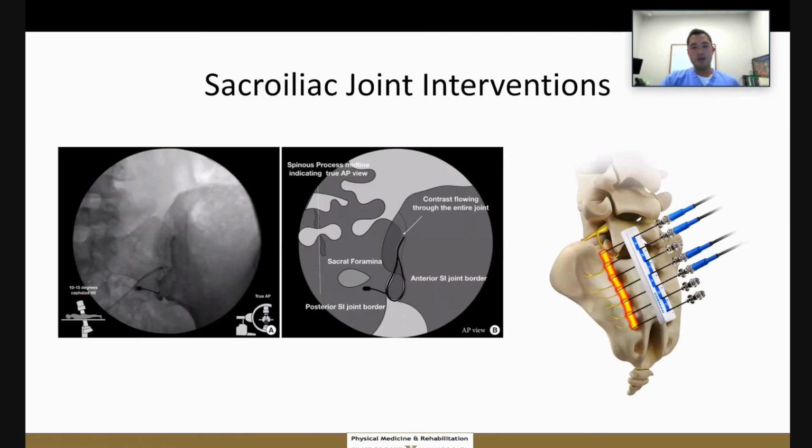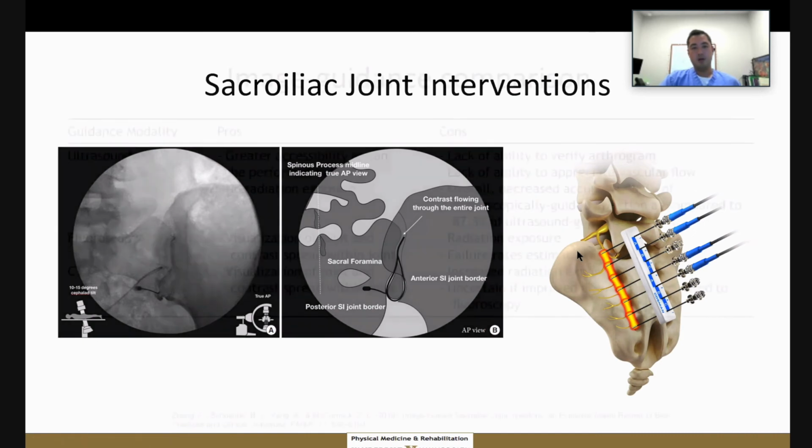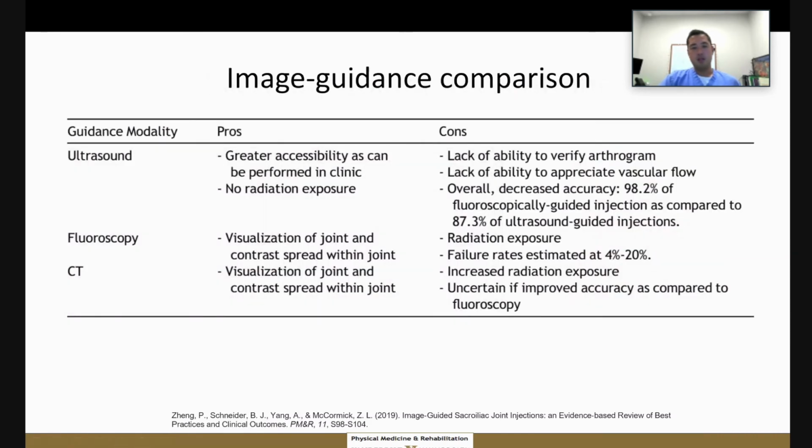And then lastly, there's injections into the sacroiliac joint region. You can either inject right into the joint with steroids, which is seen here, or you can ablate the nerves that go to that posterior sacroiliac joint complex, as you see here. And so there's different ways these injections are done.